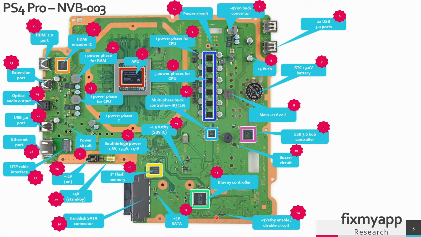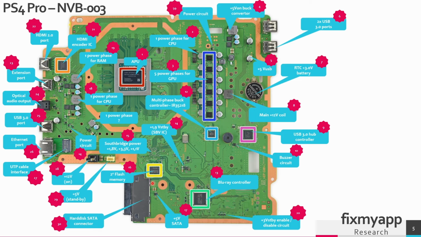This is some enabling or disabling circuit, so on the other side there's 3V standby present, and the bases of these transistors will go to some chip that will control this power rail. What it exactly does, I don't know, but it is some enabling circuit because of the number of transistors here. This is the Blu-ray controller. It will control the Blu-ray drive.